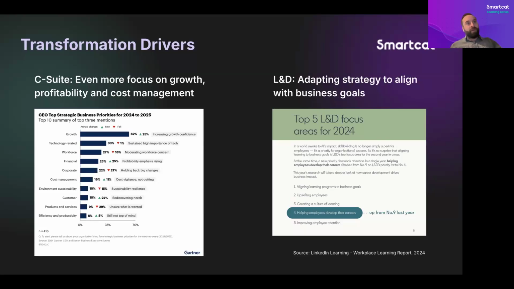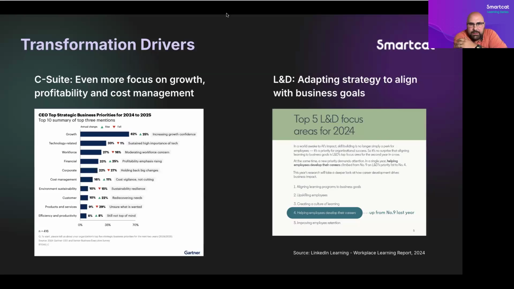We're also seeing here that financial considerations are a primary concern for executives today, up significantly year over year, an emphasis on profitability. And then cost management is up as well. And this is interesting because this isn't necessarily cost cutting. It's more cost vigilance. And I'll pass off to Danny to talk a little bit more about how that applies to learning and development groups today.